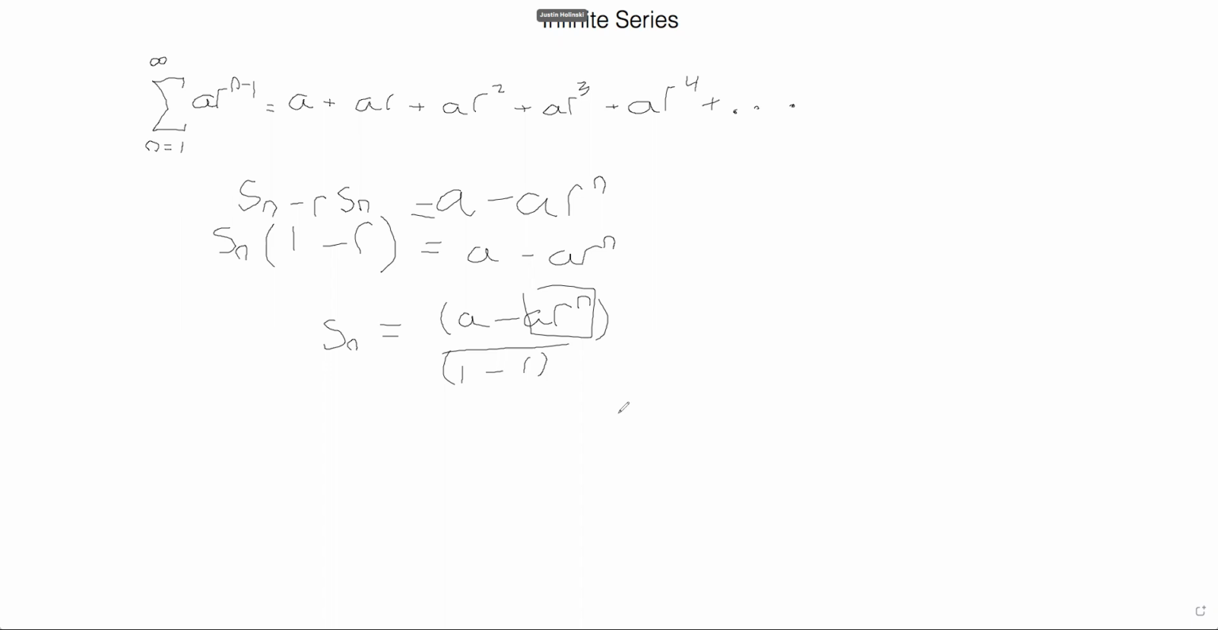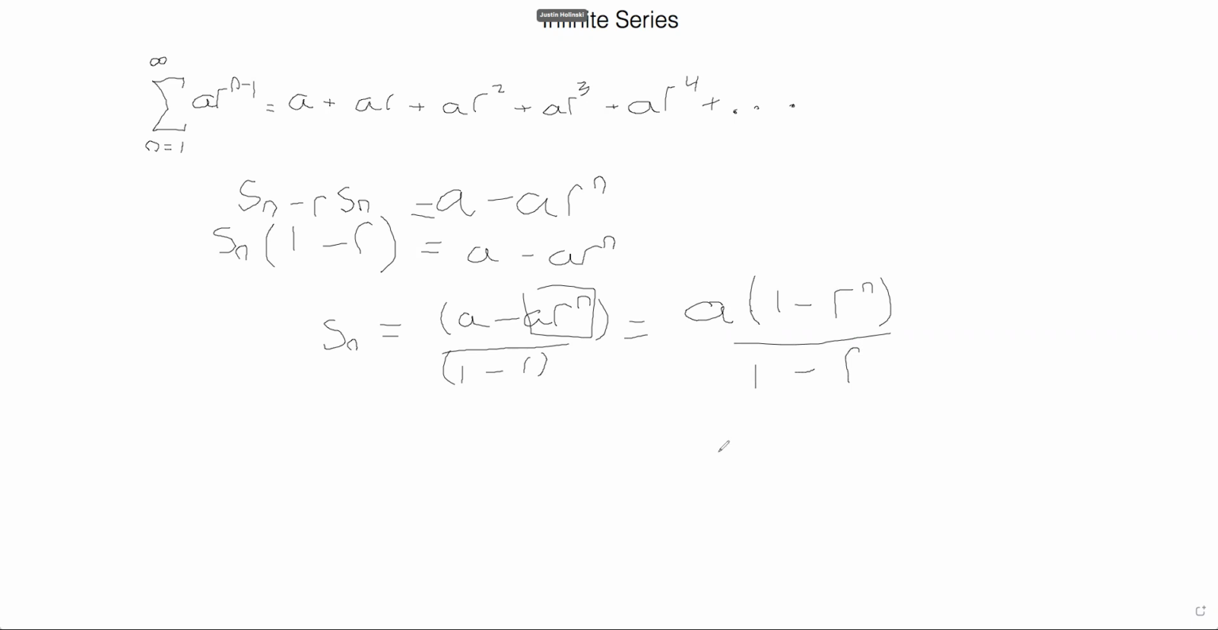So we have s of n. Let's see what happens if we take the limit as n approaches infinity. So we've already done that. As n gets larger and larger, this is going to just tend to 0. So the second term is just going to get smaller and smaller. I want to take the numerator. I want to factor out a common factor of a from the two terms. We would have a times 1 minus r to the nth power, all divided by 1 minus r.